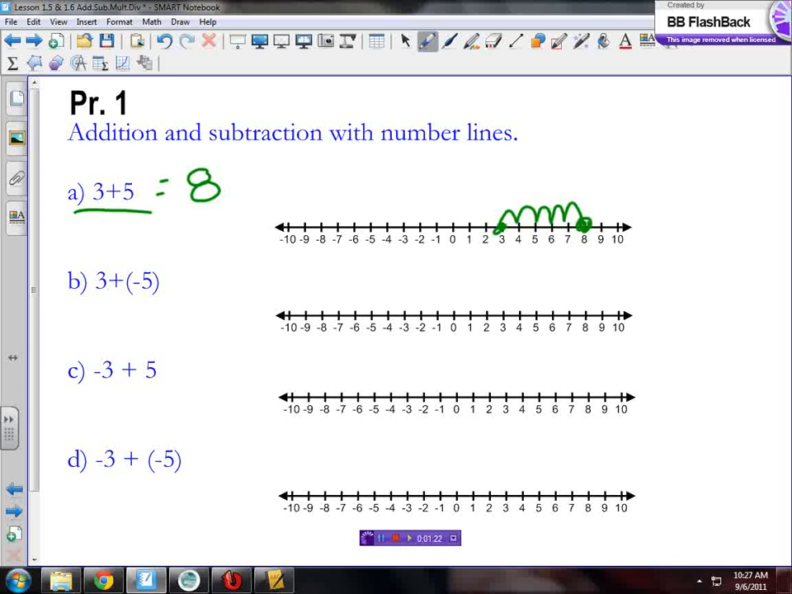Now, looking at B, again starting at the 3, okay? From there, we're adding a negative 5, right? Which way makes you guys think the negative direction? Left, right? Which seems like backwards. We're going to go backwards. 1, 2, 3, 4, 5. Negative 2.